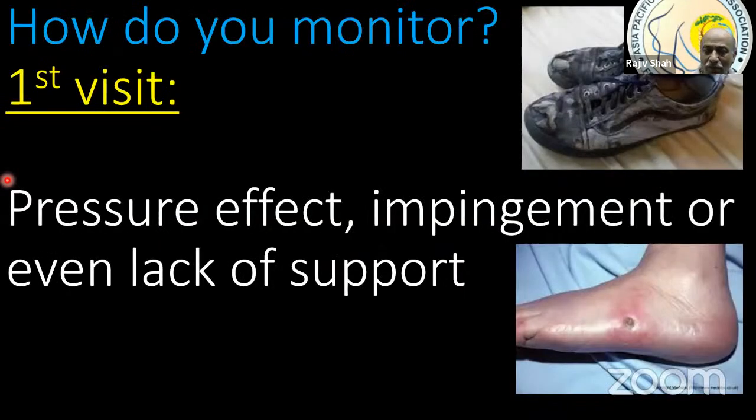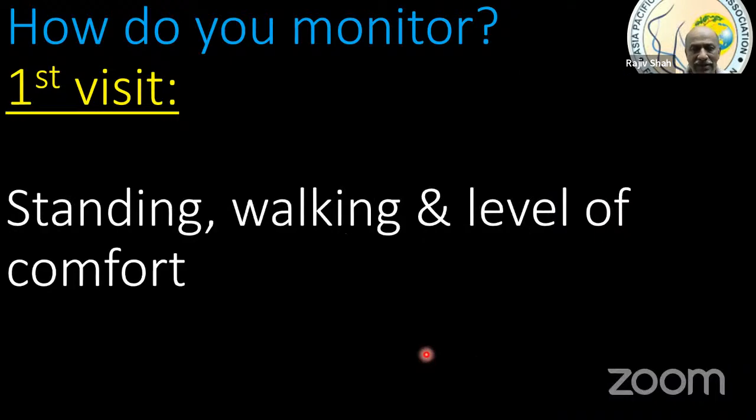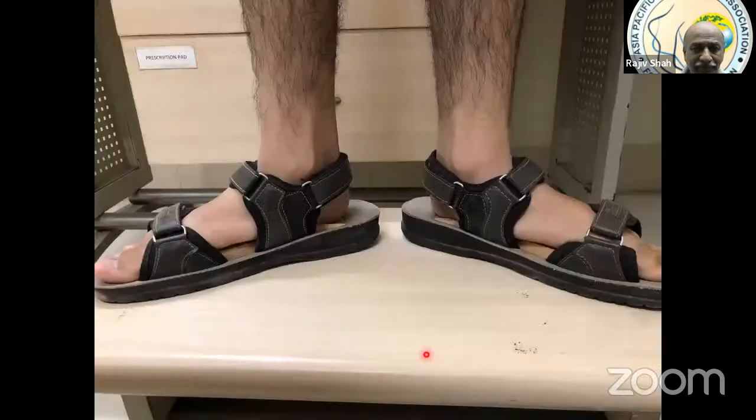And then you also look at the pressure effect or impingement or lack of support, if that is happening. Now, this patient had a pressure by the orthotics which is given; a small pressure impact has given a callus, and now the patient is going to develop an ulcer. So that is what you look at in the first visit. And then you ask the patient to stand, walk, and look at the level of comfort this patient is having.